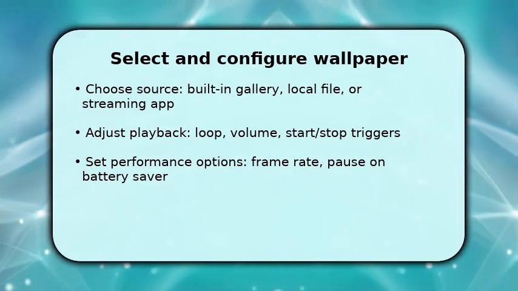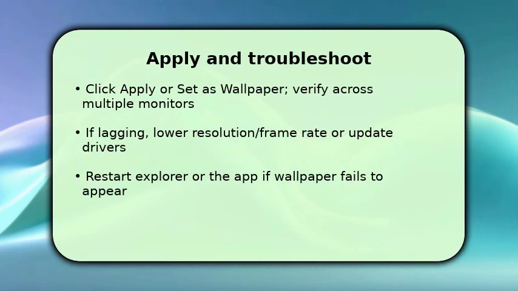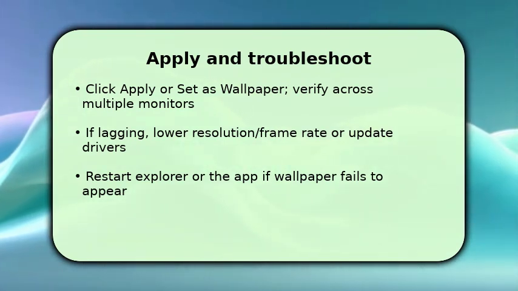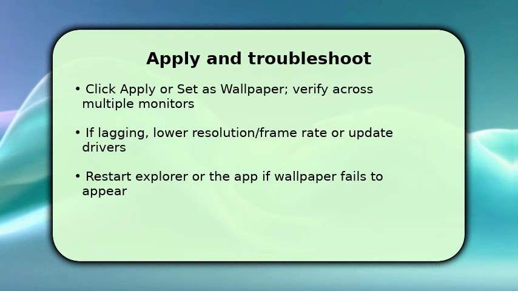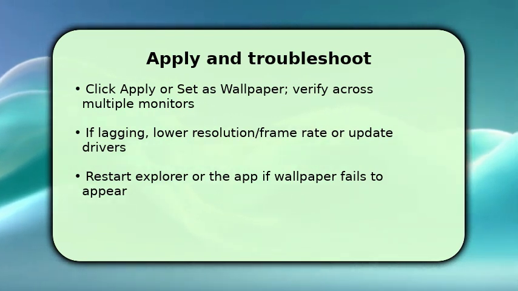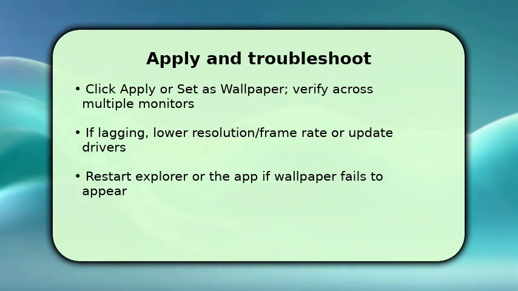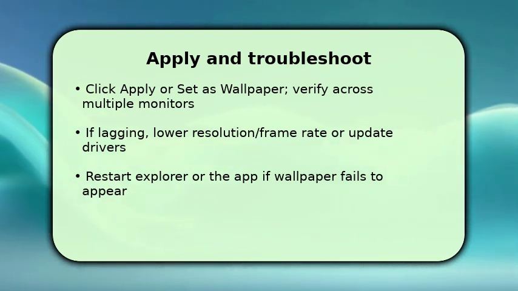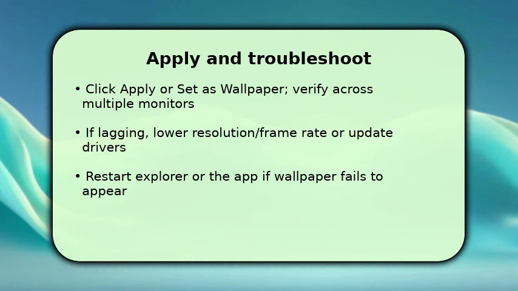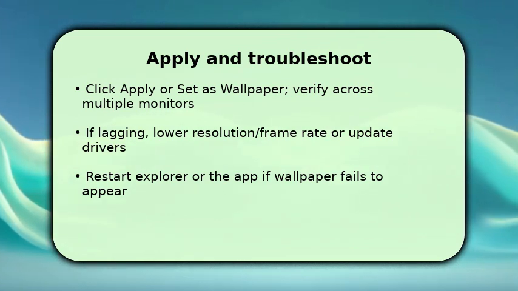Finish by applying the wallpaper and then check each monitor to ensure it displays correctly. Many apps require you to assign per monitor. If the animation stutters or the system slows, reduce resolution, lower frame rate, or switch to a lighter format. Should the wallpaper not show, restart the desktop shell or the wallpaper app and reapply. One key troubleshooting tip: update GPU drivers and restart the machine. That resolves most rendering and permission problems.